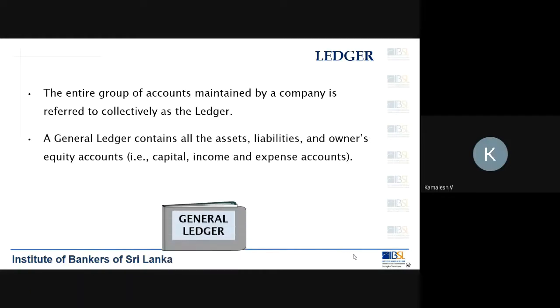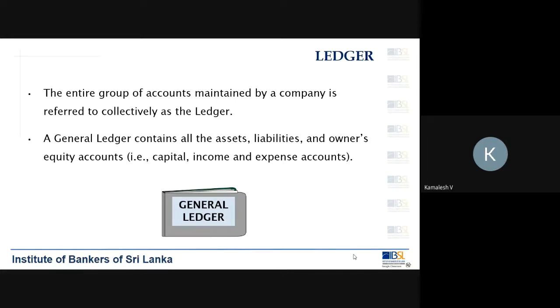So a general ledger contains, as I told you all, all types of accounts. That is, you get assets, you get liabilities, you get the owner's equity accounts, and on top of that, if you are maintaining books of prime entry, you will get the control accounts pertaining to the sales day book, sales return day book, purchases day book, and purchase return, and so on, right? The diagram will give you an idea of how a ledger looks. This is like a very fat book that is maintained in a business organization.